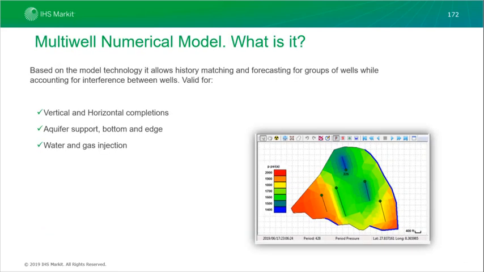Now, taking a look at our multi-well numerical model, which I will demonstrate shortly, this is also based on the same numerical model technology, and it allows for history matching and forecasting for groups of wells, while accounting for things like interference between the wells. Now, the current functionality allows for vertical completions and horizontal completions, and for aquifer support, so you can add a bottom aquifer or an edge aquifer, and we can also allow for both water and gas injection.